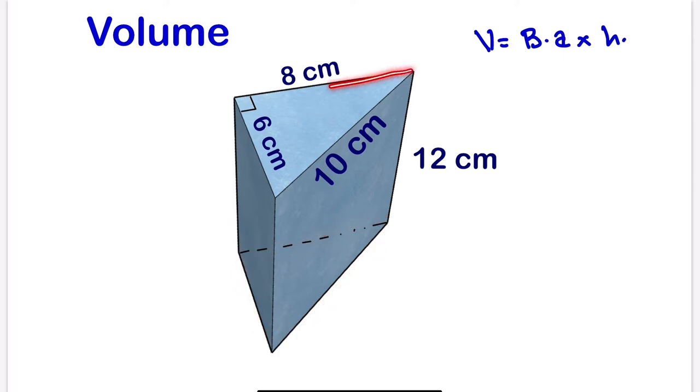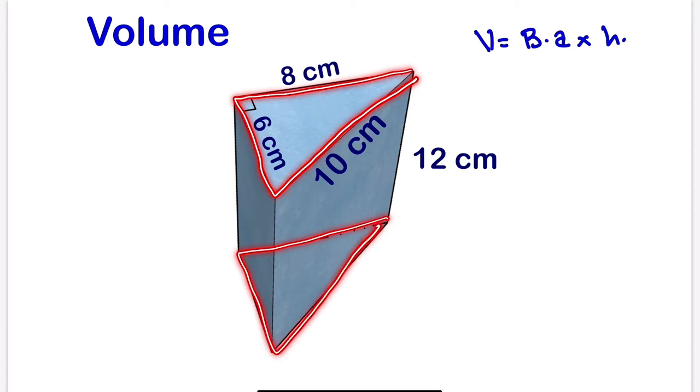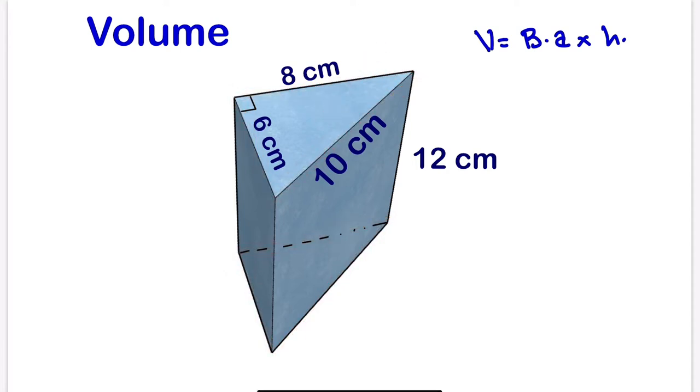You can see that this triangle up here and this triangle down here are identical. So this represents the base of the prism. We are going to look for the area of the base. If we look at the base, we have a triangle. Now what is the area of a triangle? The formula of the area of a triangle is half base times height.